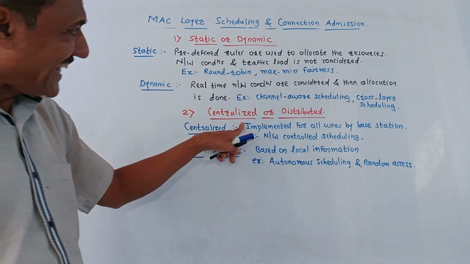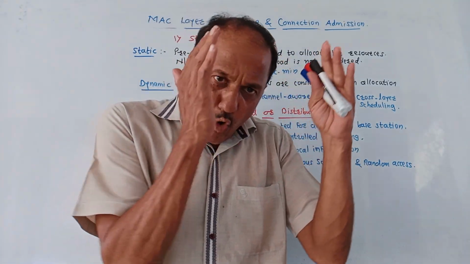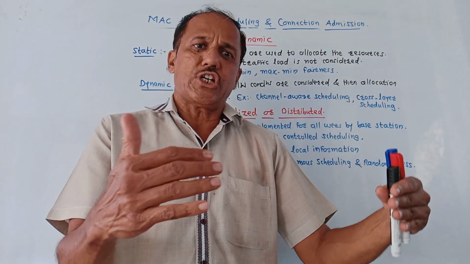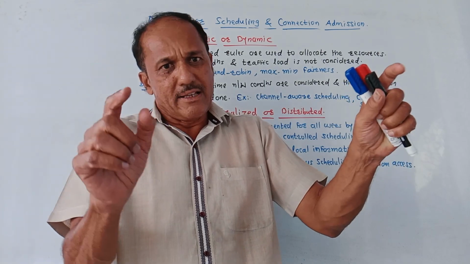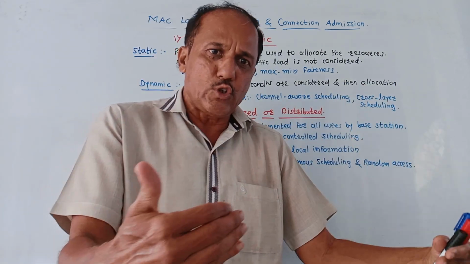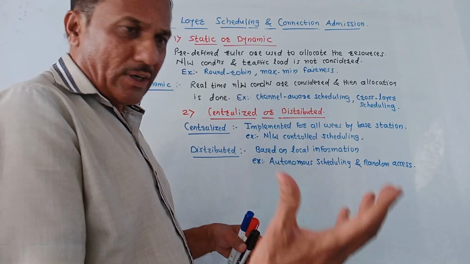The second type is centralized or distributed. As the name indicates, centralized means from one common point, like from the base station, the scheduling is performed. So this scheduling is performed globally. That means it is applicable to all users. Whereas distributed means it depends on the different local conditions.